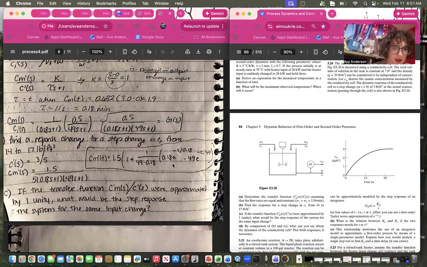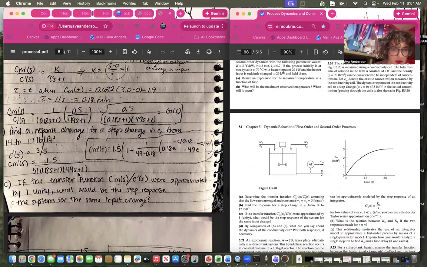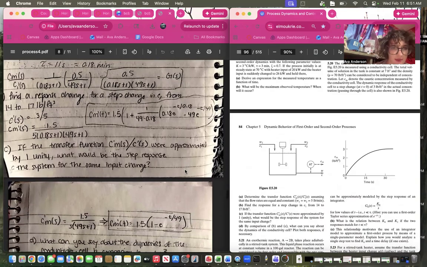And then for part B, that's part A, but for part B, we're looking to find a response for a step change in C from 14 to 17 pounds per feet cubed. And we can solve for Cm prime of t, which ends up being this lovely equation.